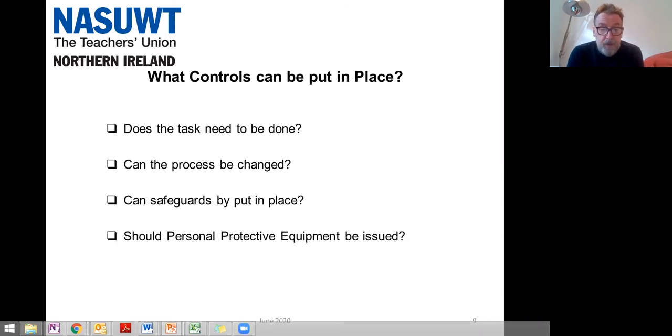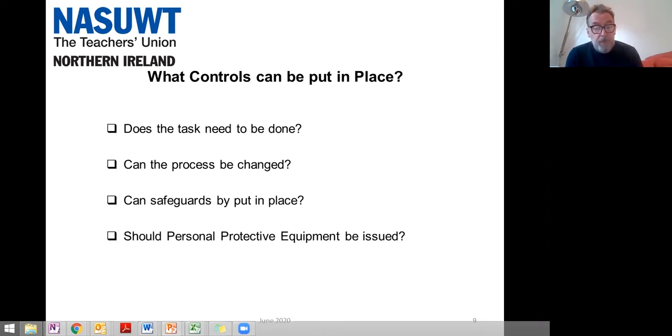Number two, if the task cannot be removed, then changing the process should be considered. Can the type of wood be changed to one that produces less dust? Can the machinery be changed or the wood cut in a different way to produce less dust? Number three, if the process cannot be changed, then safeguards should be put in place to protect people. In the technology rooms, can exhaust ventilation be installed to extract the dust as it is produced?